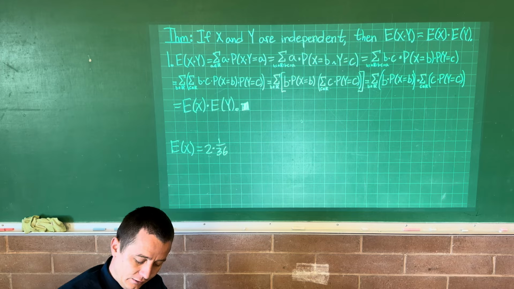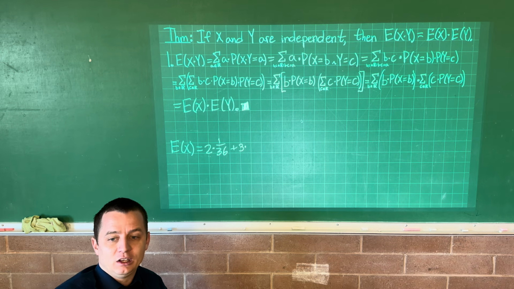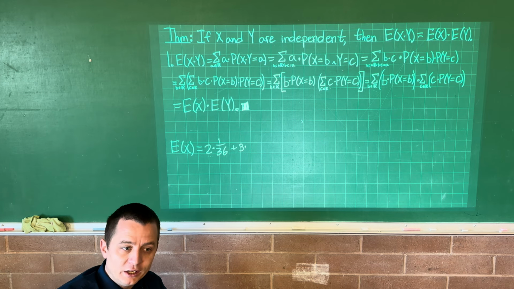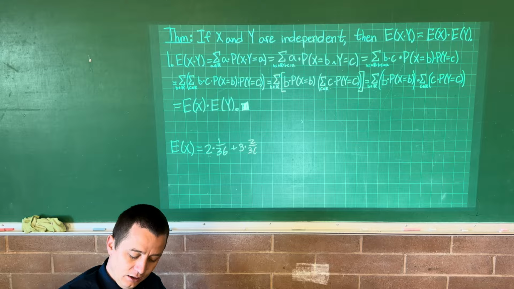Plus, what about a 3? How many ways can you get a 3? You do that with a 1 and a 2 and a 2 and a 1. So it's 2 in 36 is the probability of that one. And for a 4, how many ways can you get a 4?